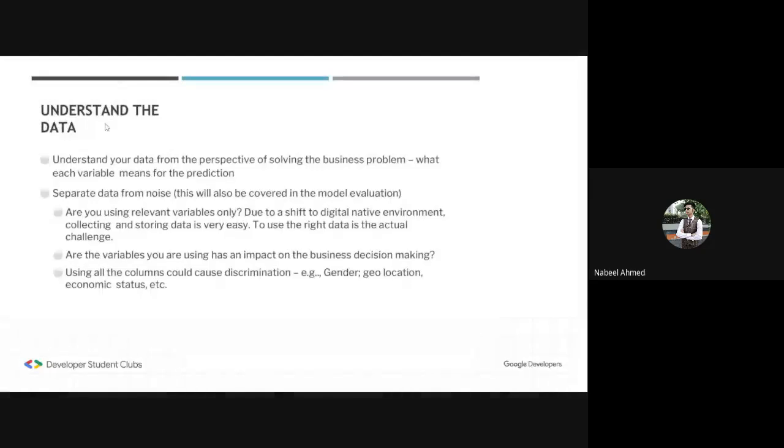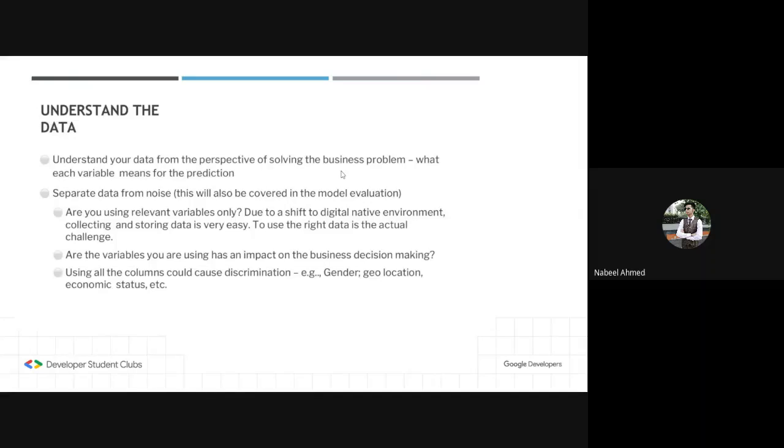So let's see how to understand the data first. Understand your data from the perspective of solving the business problem. It cannot be that you have the data and you just say that I will do something from it. You need to know the purpose, what you want to do, like what model you want to make. You want to make a food prediction model. You want to make a model which can predict cancers. You want to make a model which can tell how successful you will be in future. You have to have relevant data first.